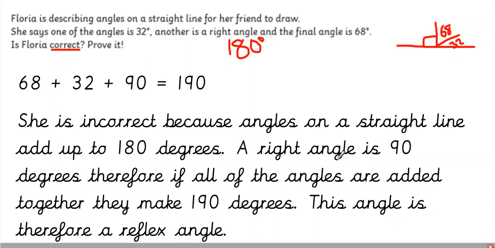A right angle is 90 degrees, therefore if all the angles are added together they make 190 degrees, because 68 add 32 makes 100. This angle is therefore a reflex angle. Well done if you got that correct and said that she was incorrect.